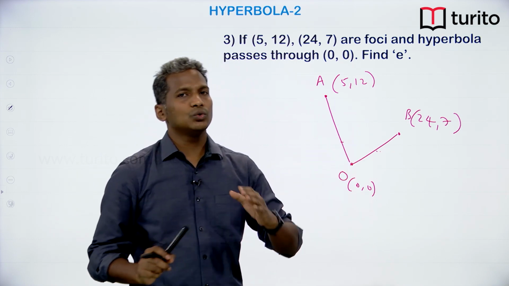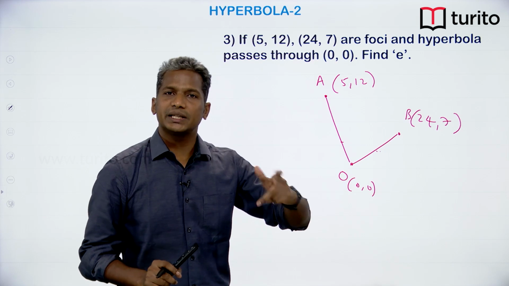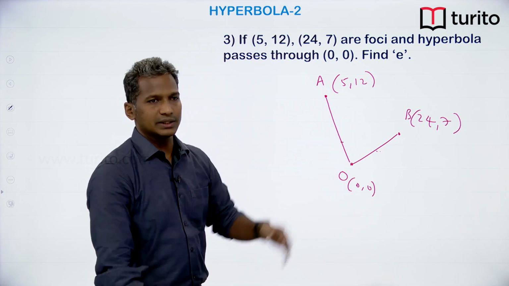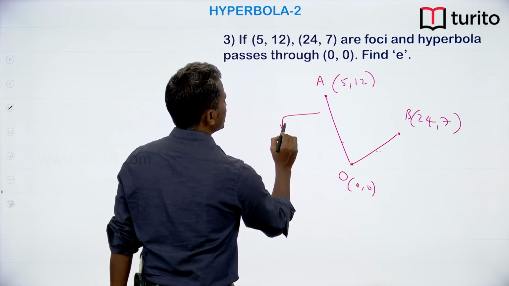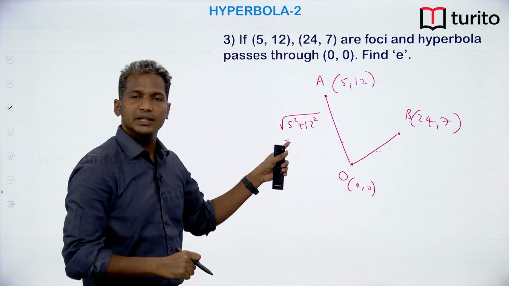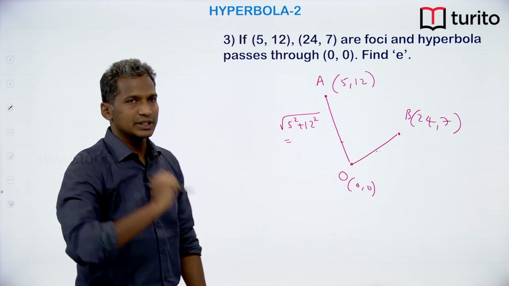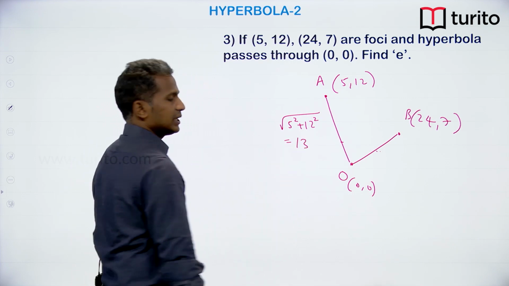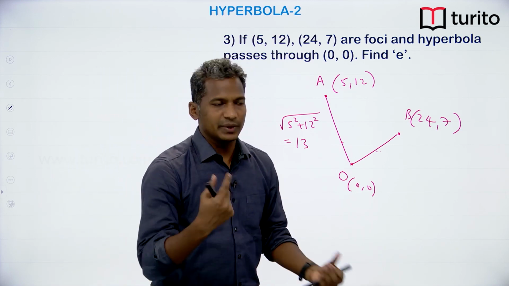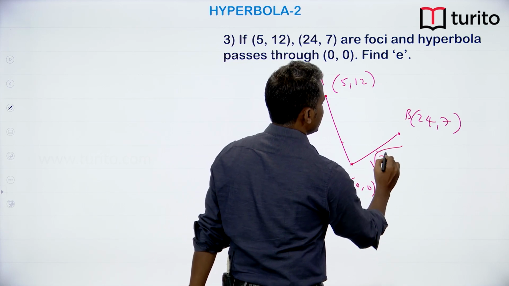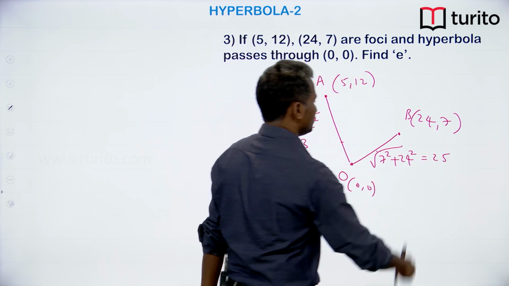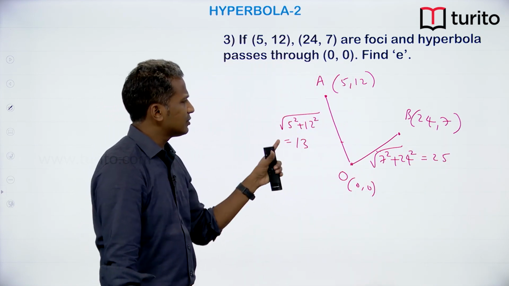and the distance between the two foci must be equal to 2ae. So if I just take the ratio, I can get the value of e. So how do we do it? Just get these distances. This distance becomes root of 5 square plus 12 square. We know this standard result because 5, 12 and 13 are Pythagorean triplets, so this is equal to 13. Similarly, 7, 24 and 25 are Pythagorean triplets. So this distance, which is root of 7 square plus 24 square, must be equal to 25.